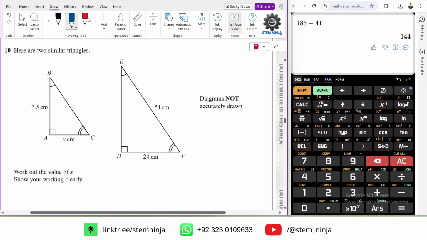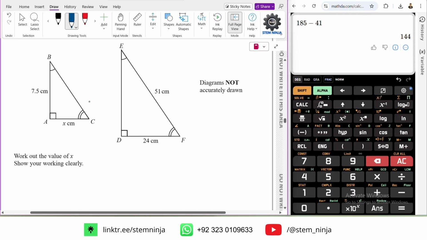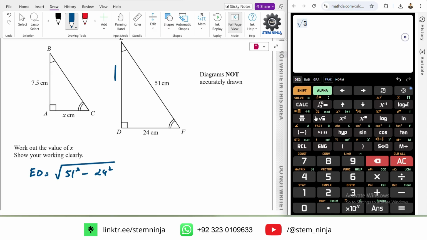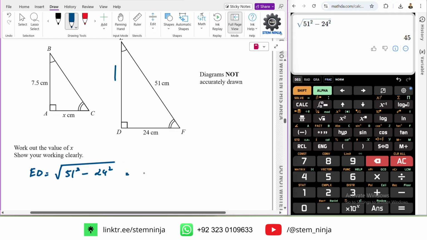Question number 10. Here are two similar triangles. Work out the value of x. Okay, so these are both right angle triangles, so that means we can find the value of this one using Pythagoras theorem. So ED is equal to the square root of 51 squared minus 24 squared. So this is 51 squared minus 24 squared. This is 45.